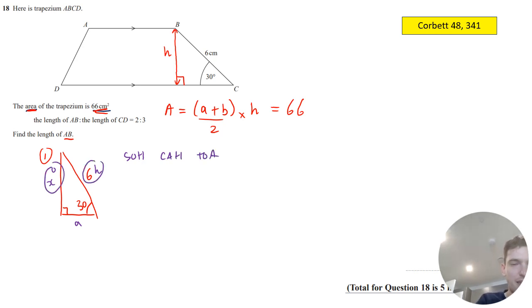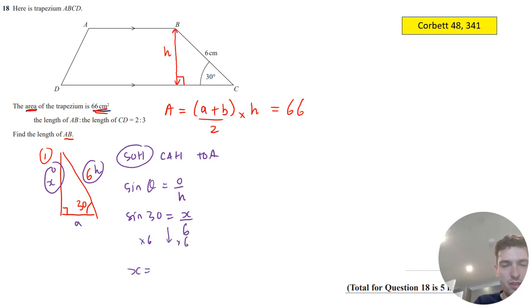And I'm going to use SOH. So sine theta equals O over H. Sine 30 equals x over 6. And to find out x, I'm going to multiply it by 6. So x equals 6 sine 30.